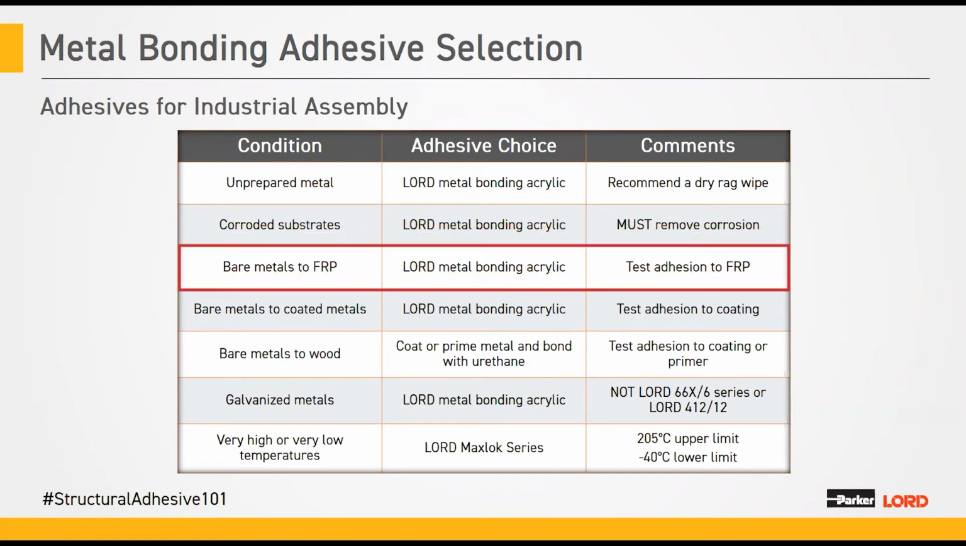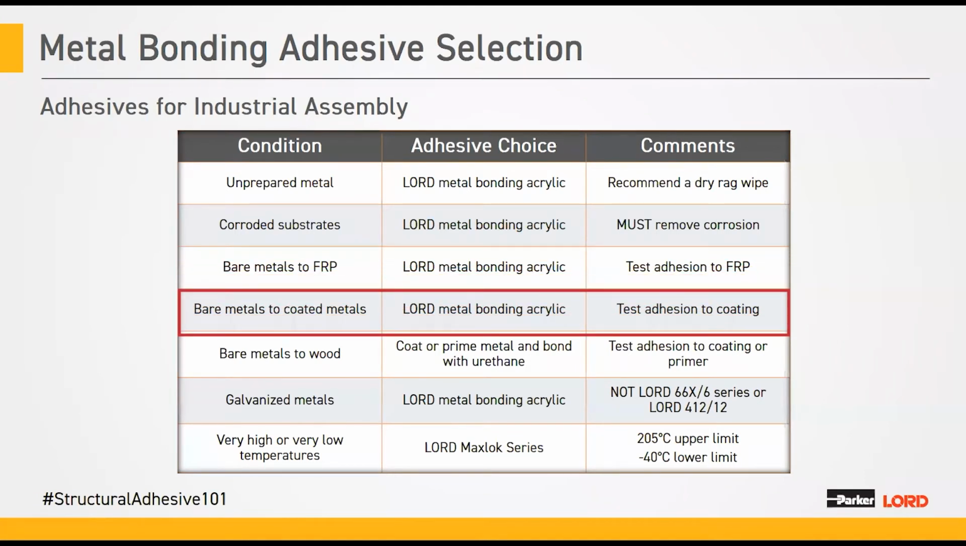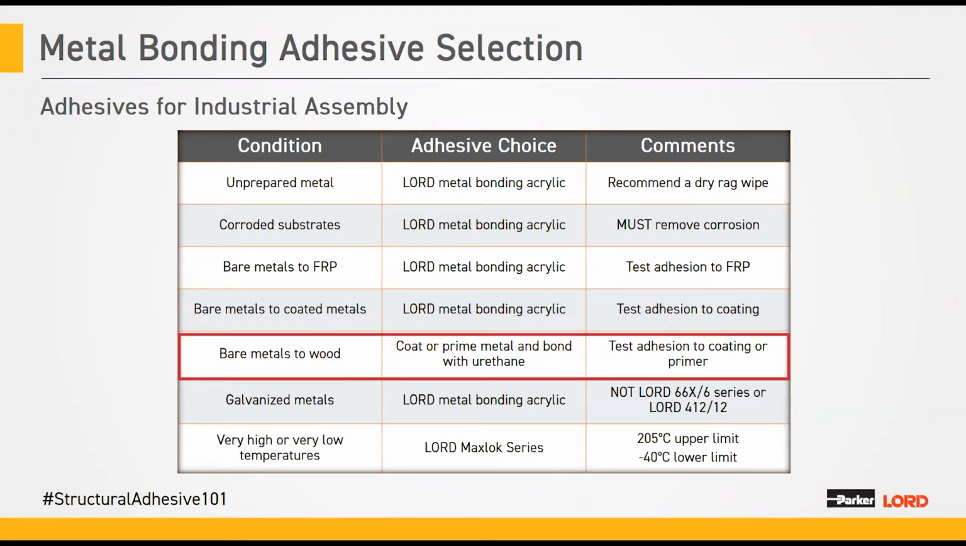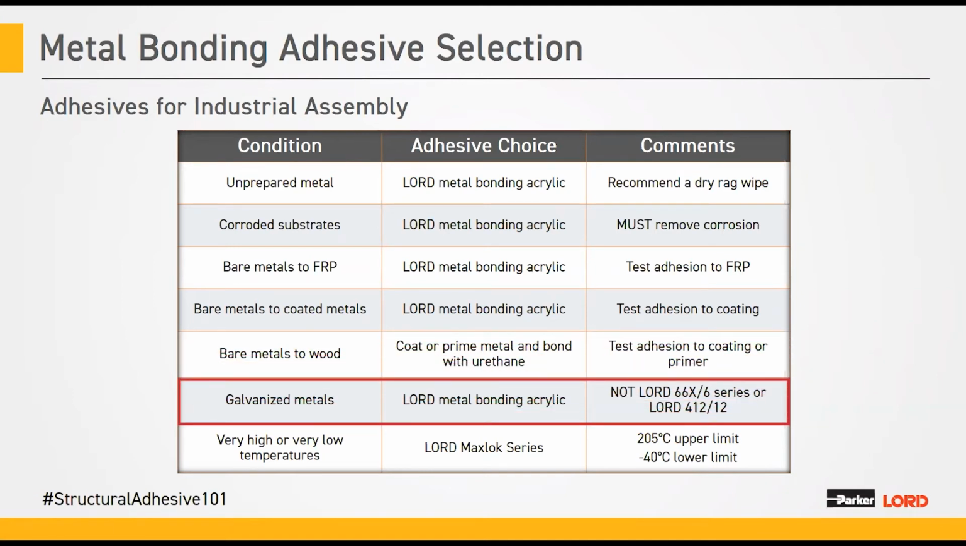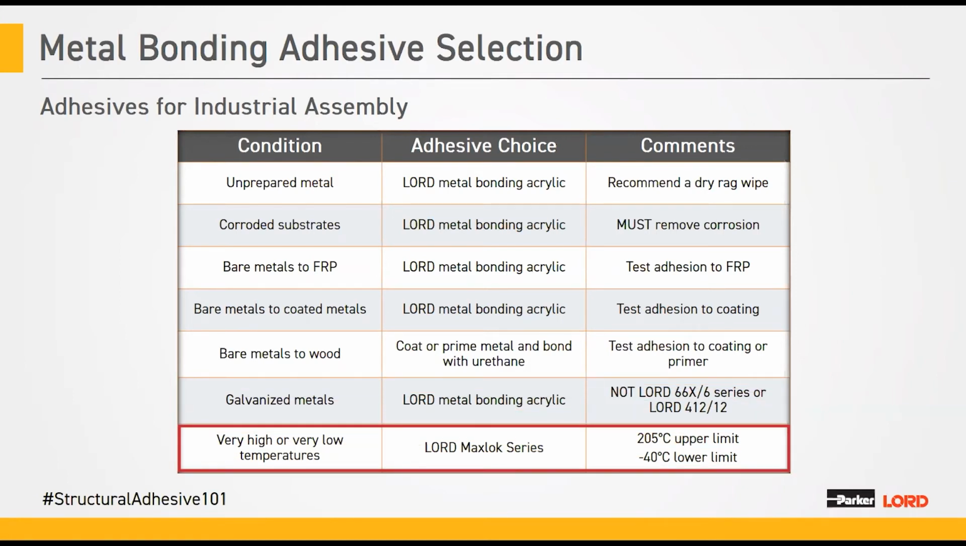form on aluminum. Bare metals to fiberglass or FRP, we'd certainly select the metal bonding acrylic, and then we'd test the adhesion on how well it performs to the FRP. Bare and coated metals, again, metal bonding acrylic and testing the adhesion. Again, something that Lord Corporation offers. Bare metals to wood, we've seen those. We'd probably go with those cases either a urethane or possibly an epoxy, and we prime the metal and then test adhesion. Galvanized metals. We talked a little bit about those. Certainly metal bonding acrylics, and then very high or low temperatures. We first select probably the MaxLock series because it has that highest temperature resistance of the metal bonding acrylics.